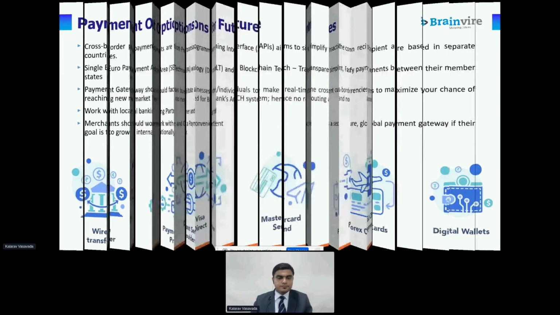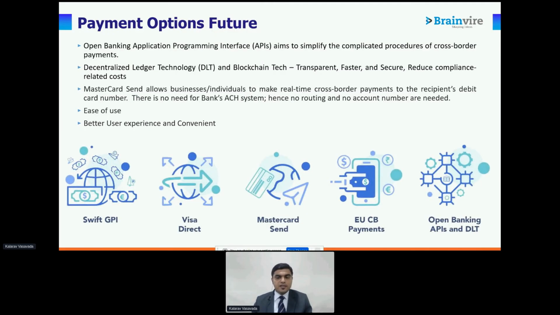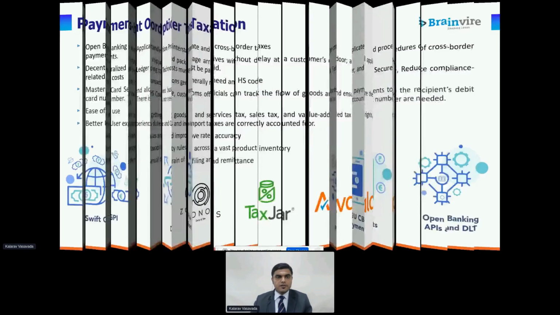to grow internationally. And apart from that, yes, you can think about DLT, which is distributed ledger technology, blockchain technology, because that gives you a very easy way of making transactions. You do not need to think about banking or anything. You can have an open banking program, APIs, and everything, where you can even connect Mastercard Send, which is very popular nowadays and does not require a bank account system. So no routing, no account number is needed. They can directly do real-time cross-border payments using the recipient's debit card number itself. So it has very much ease of use and a better customer experience to make it more convenient.